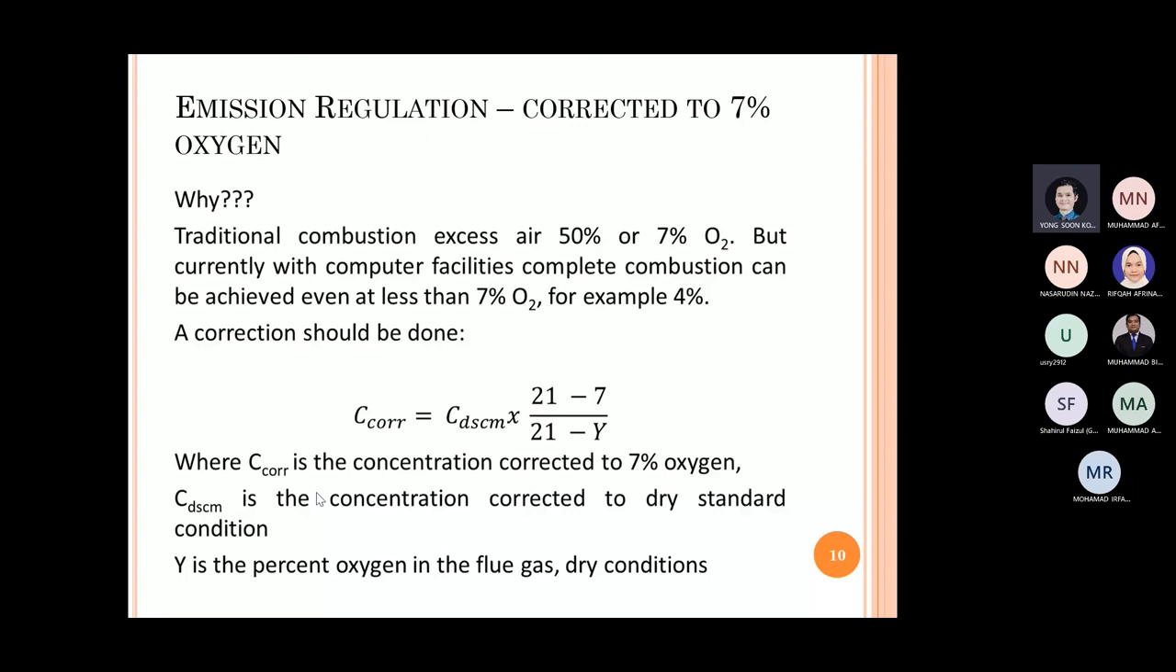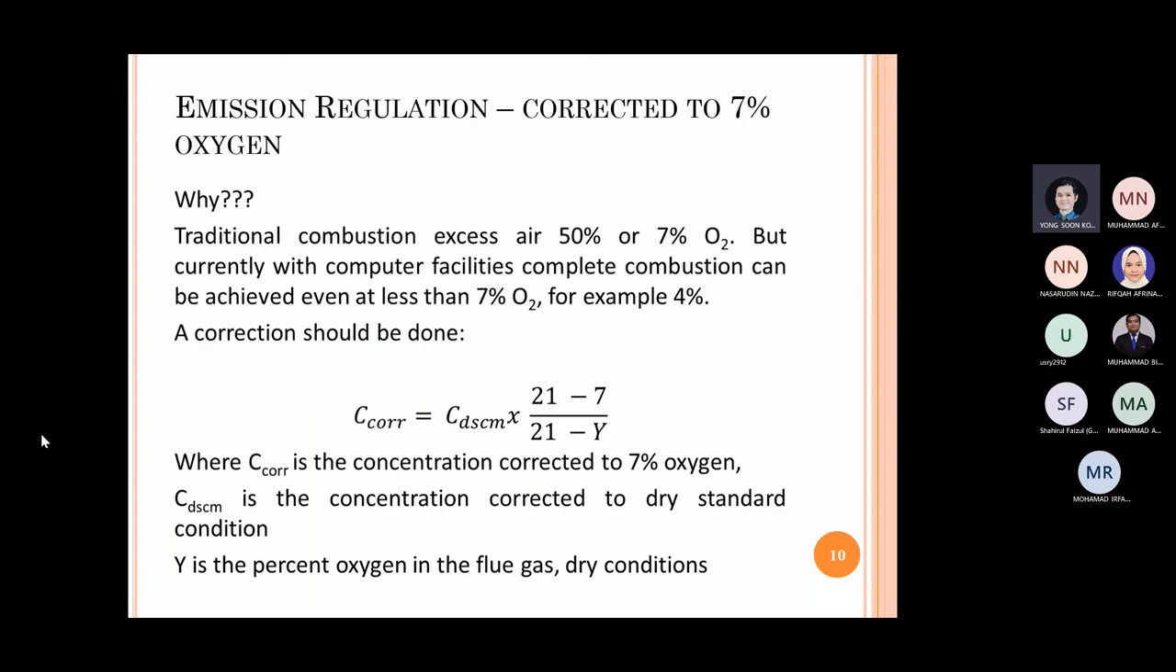Too much oxygen is not good, and too low also cannot. So from here, it should be corrected so that the standard we're using is comparable with the level of pollution obtained in the sampler. Okay, so the mathematical formula that you can use to do this correction is as shown right here, where C corr is the concentration corrected to 7% oxygen, C DSCM is the concentration corrected to dry standard condition, and Y is the percentage of oxygen in flue gas, of course, under dry condition.